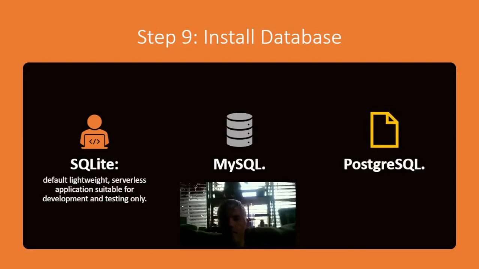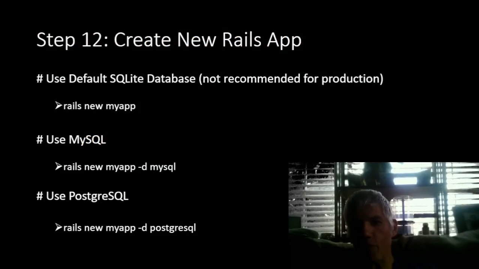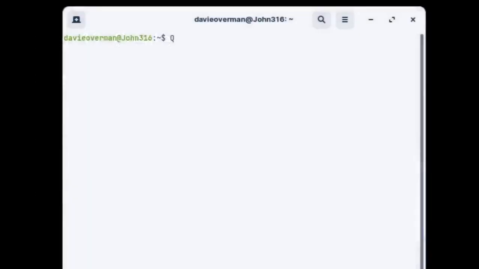Okay. Now, the next step is to install the database. I'm going to show you how to install SQLite, which actually comes with Rails by default, MySQL, and PostgreSQL. Here is how we create a default Rails app that uses SQLite. We just simply type the command rails new followed by the app name. Here's the screen recording showing how that is done.